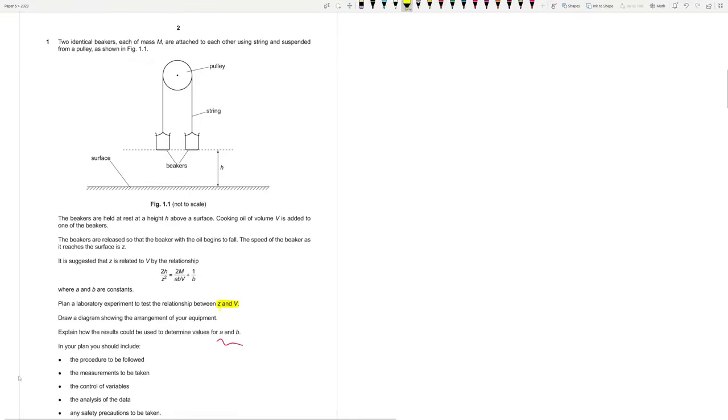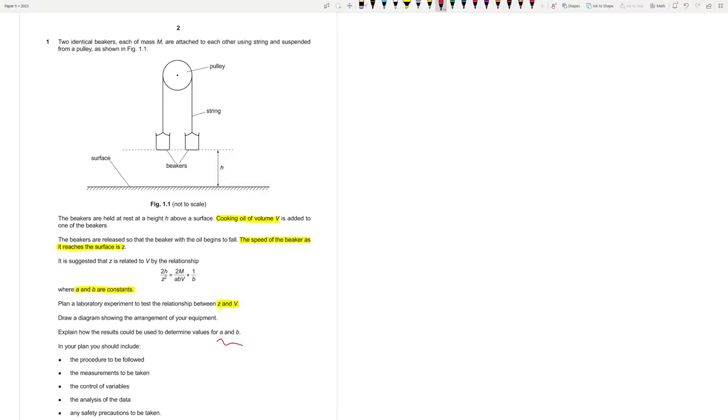So one of them is the dependent variable while the other is the independent variable. So let's see how to figure this out. Always think of it chronologically. Which one comes first, okay? Between z and v. So what is v? V is the volume of cooking oil that is added to one of the beakers. And what is z? The speed of the beaker as it reaches the surface is z.